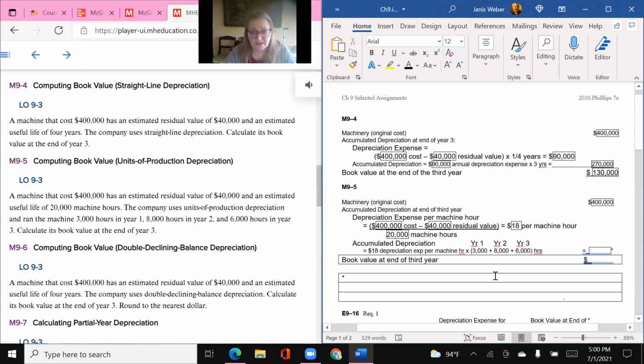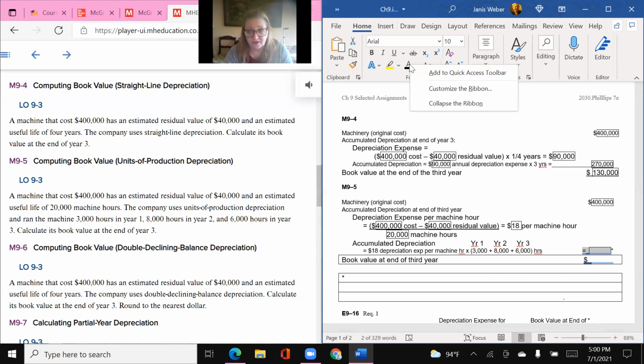And so if you multiply $18 times each of these years, you could just make a T account and enter the amount of accumulated depreciation that would have been posted to it each of those years, or you could just add these hour amounts together, 3,000 plus 8,000 plus 6,000, which would put you at 17,000 hours times $18, and that would still bring you to the accumulated depreciation number. And you can do it both ways to see if it works, and you'll see that it does. So the total accumulated depreciation for those 3 years is 306,000.